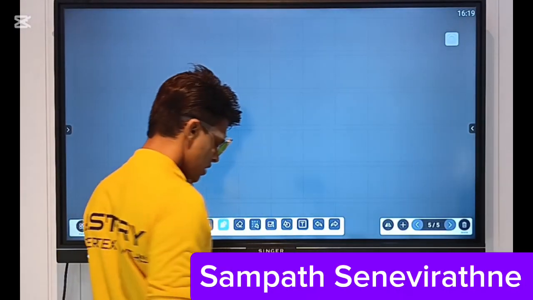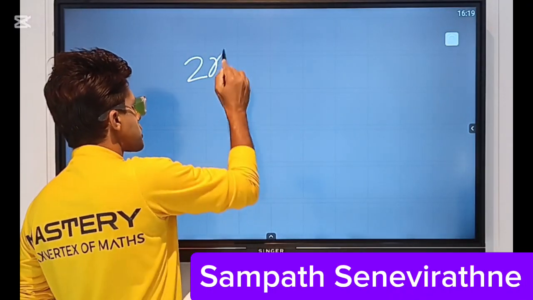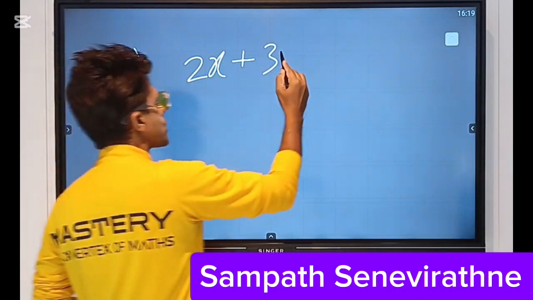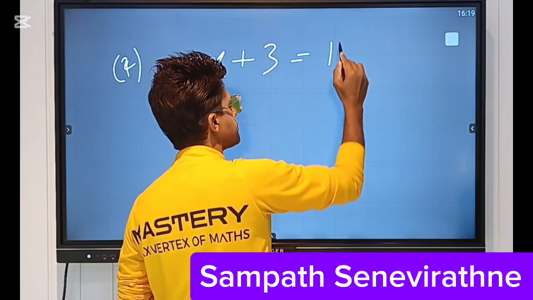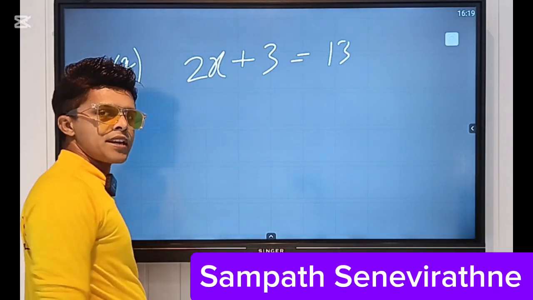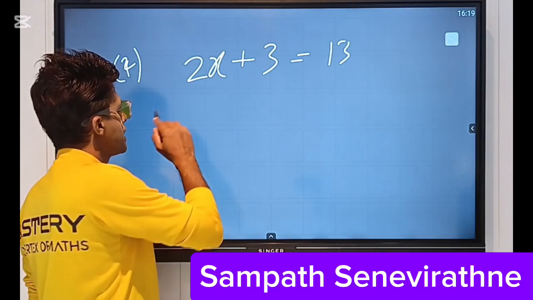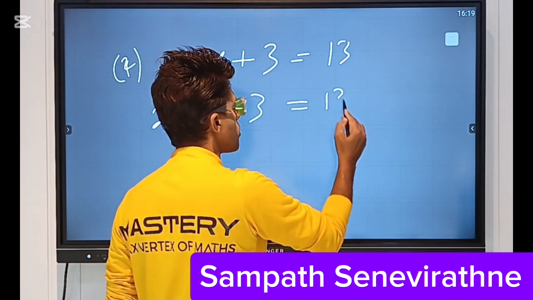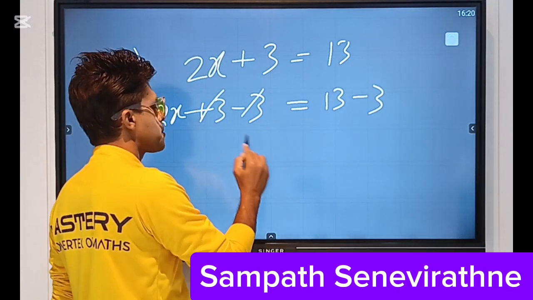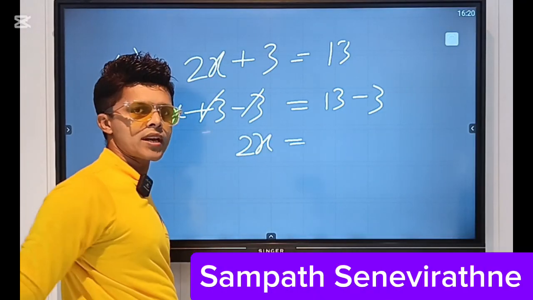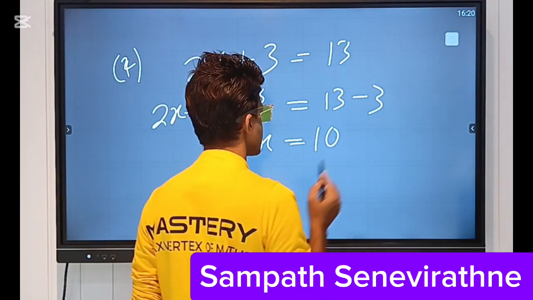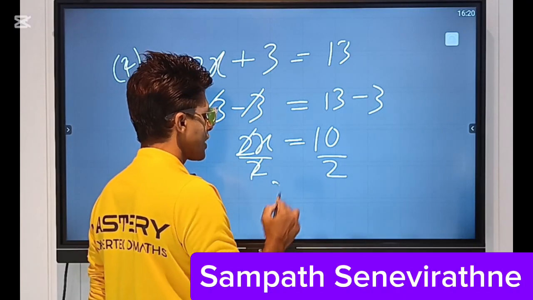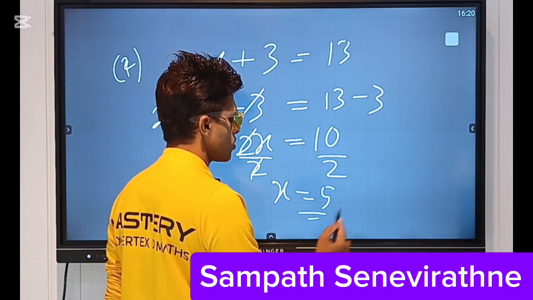So the other question, the fourth question, 2x plus 3 equals 13. Now we could get the value of x here. Here 2x, then here plus 3, you could subtract 3 from both sides. Plus 3 and minus 3 can be cancelled out. 2x equals 13 minus 3, which is 10. So divided by 2, the value of x you could get as 5.